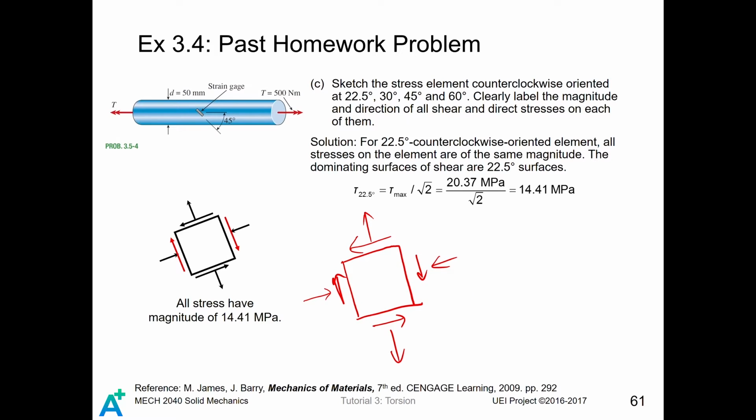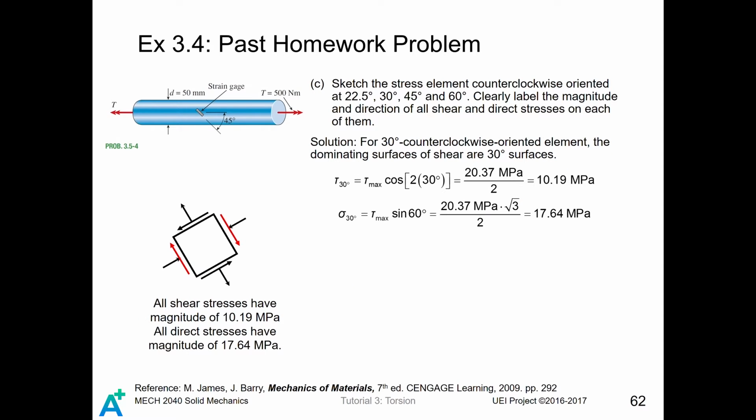As we discussed in the previous special case session, for the 22.5 degree oriented element, the magnitude of all forces acting on this stress element is just the maximum shear stress divided by square root 2, which is 14.41 million pascals. So all stresses have the magnitude of 14.41 million pascals in this figure.